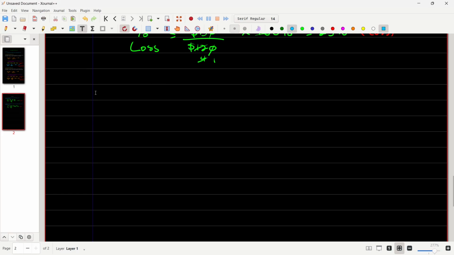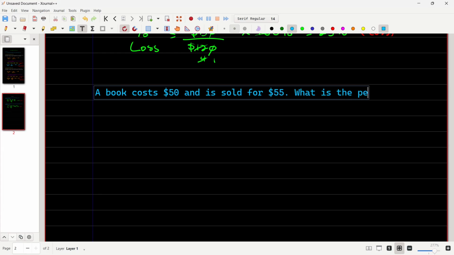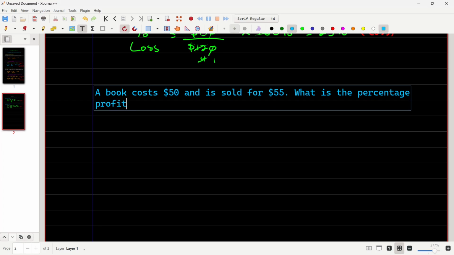Next one here. A book costs $50 and is sold for $55. What is the percentage profit? Next line, profit. All right, so what is the percentage profit? We're looking at a profit, so I'm going to have to work out my profit.